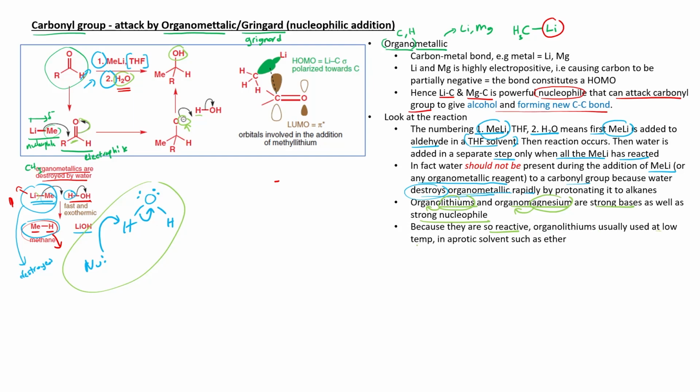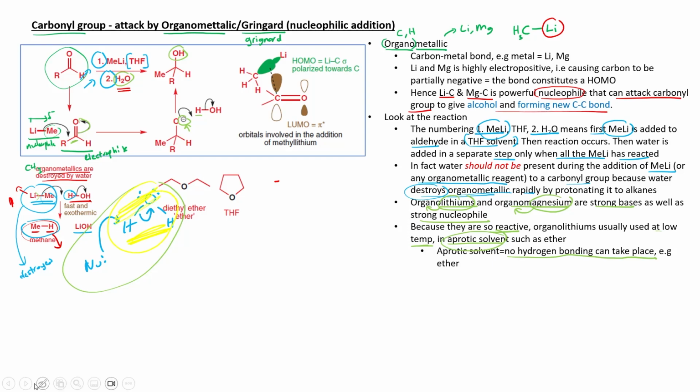Organolithium is usually used at low temperature in aprotic solvent. What is an aprotic solvent? An aprotic solvent is a solvent where hydrogen bonding is not possible. For example, if you see water here, let's say I put this thing, this is water.